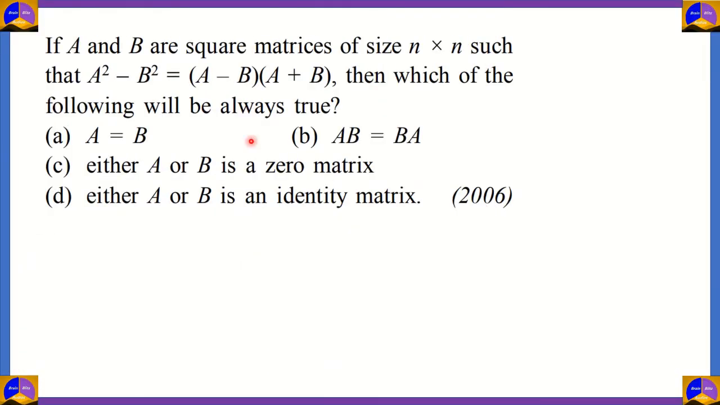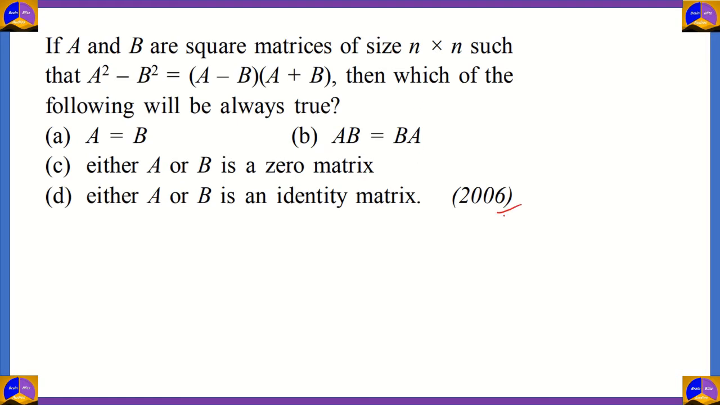Here comes the first. If A and B are square matrices of size n cross n, that means n multiplied by n, such that A squared minus B squared gives you (A minus B) times (A plus B), then which of the following will always be true? Is it A equals B, AB equals BA, either A or B is a zero matrix, or either A or B is an identity matrix? In this question, what we're going to do is to find out which of these four relations are correct.